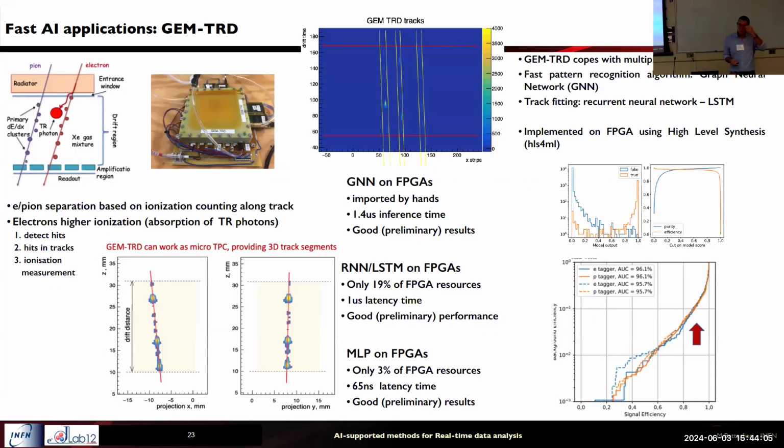For another application, this is for tracking. In particular, there are GEMs connected with these particular GEMs, which are also TRD. They also look at the ionization released in the gas by the particle across the cell. And so there are different steps to identify a correct track. First of all, you need to identify hits, then you have to identify clusters, then you have to identify a track. And on top of that, you also have to identify how much ionization is produced. So you need to do all these steps very fast.